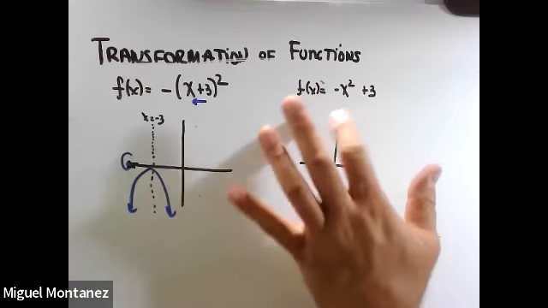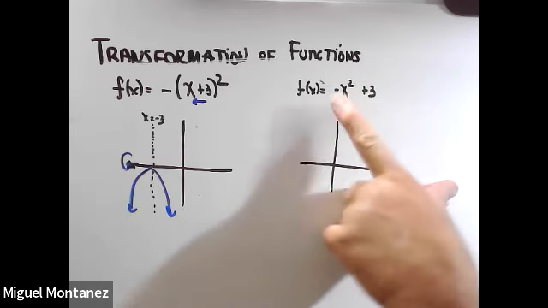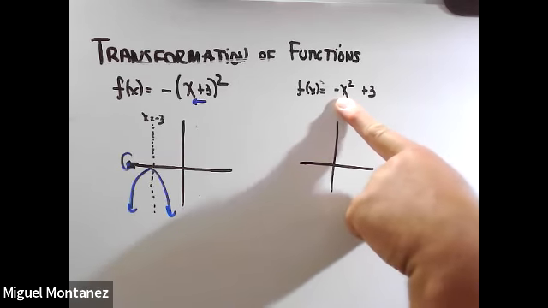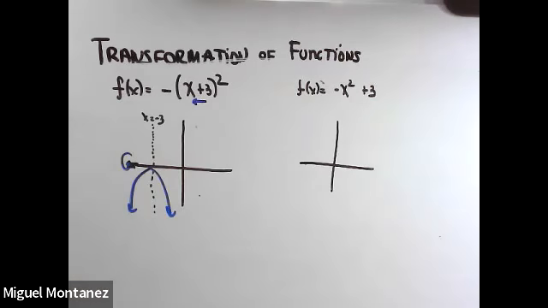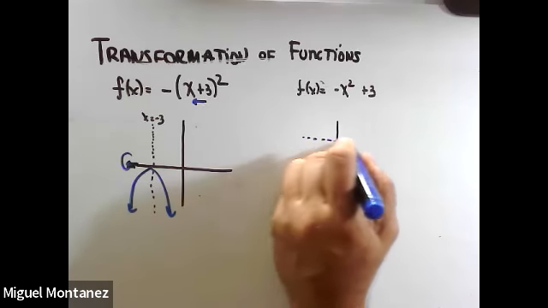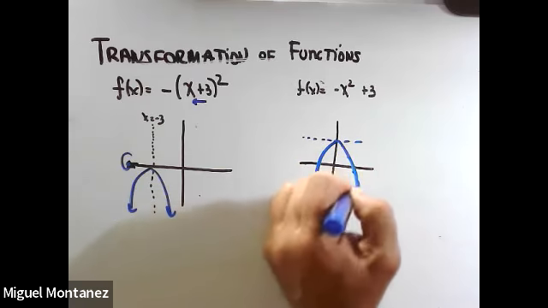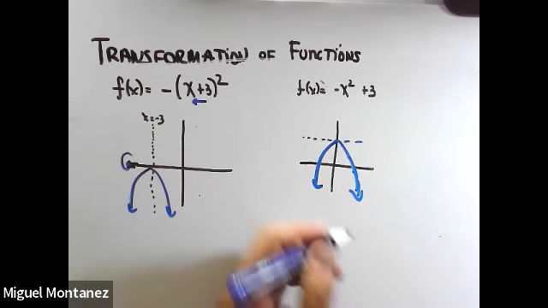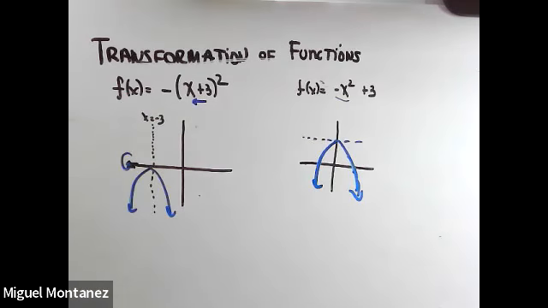This guy, minus x squared plus 3. So the minus is outside, so we better flip it, and then we push it 3 units up. So the graph would be like that. Okay, so flipped, just like that, and then we push up. One more example, so we can wrap it up.